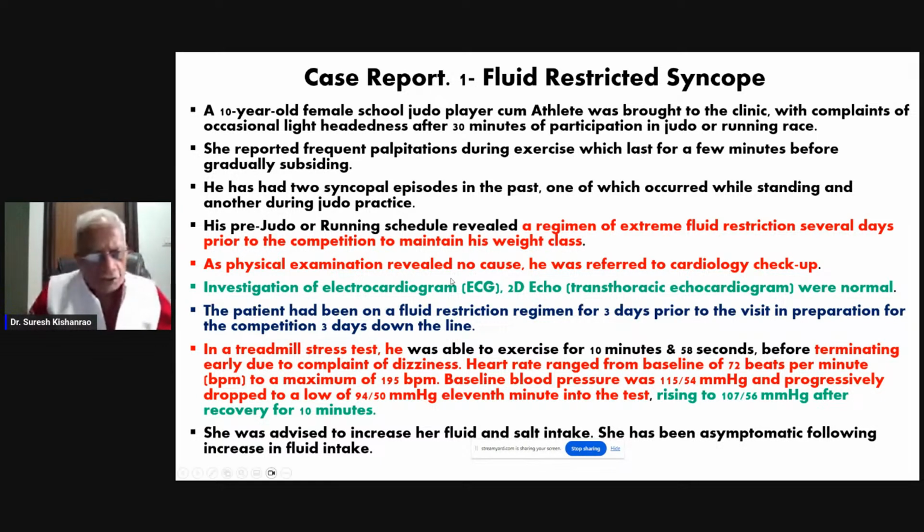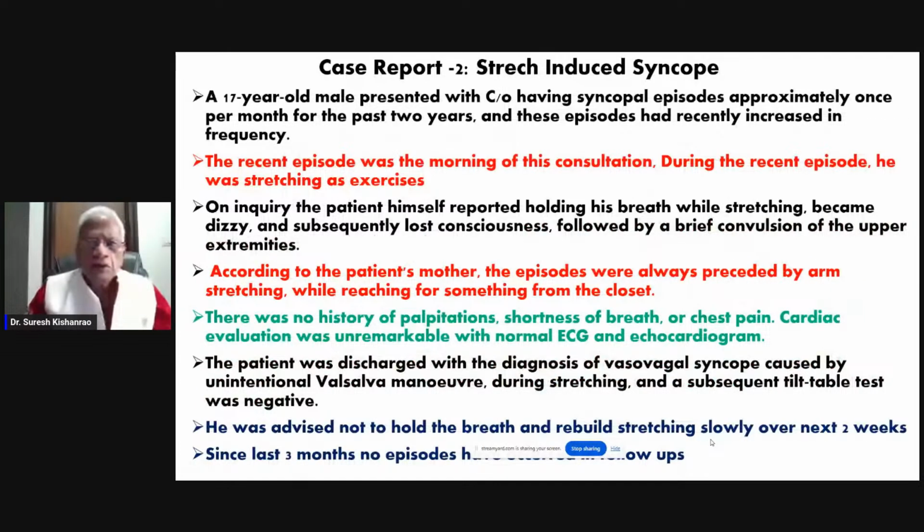Simple advice of not restricting fluid, and taking enough fluid and salt intake, served the purpose, and in the next competition she competed, there was no history of such syncope. So this is fluid restricted syncope, a typical case. The next one is another typical, uncommon case. We call it stretch induced syncope.